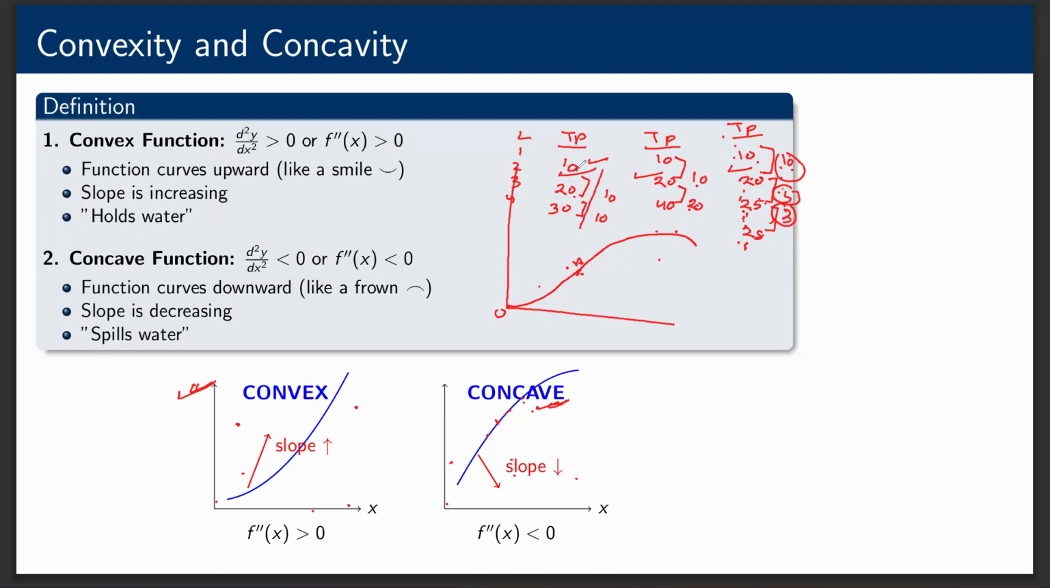But in the first condition, the rate of increase is constant. That means second order derivative equals 0. In the second case, TP is increasing at an increasing rate. That means second order derivative is positive. In the third case, TP is increasing, so the first order derivative will be positive, but the rate of increase is falling. So the second order derivative will be less than 0.